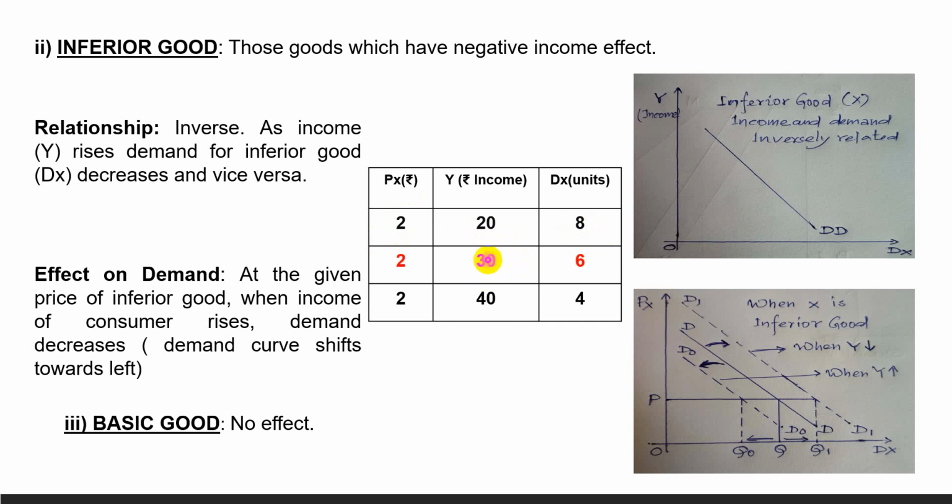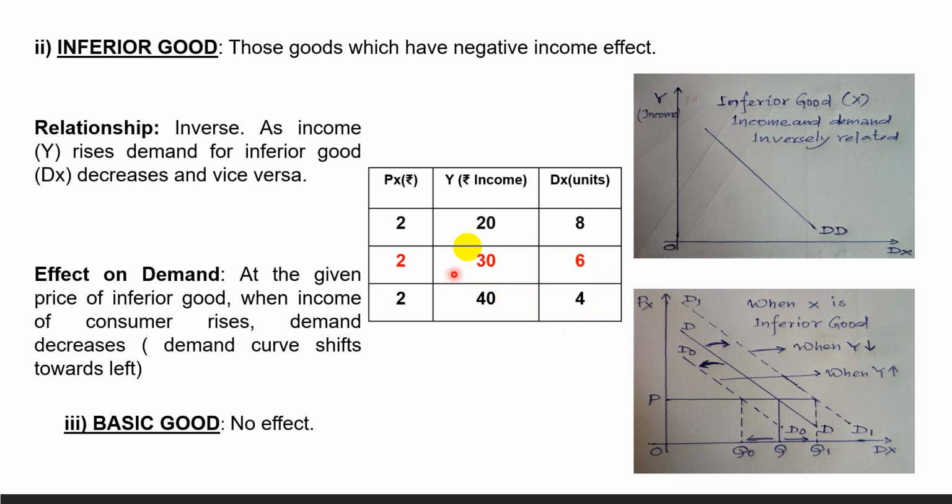And if the income rises, then at a given price, the demand for inferior good will decrease. Why does this happen? Because the consumer moves their demand from inferior good to superior good, and that is why the demand decreases when income rises.